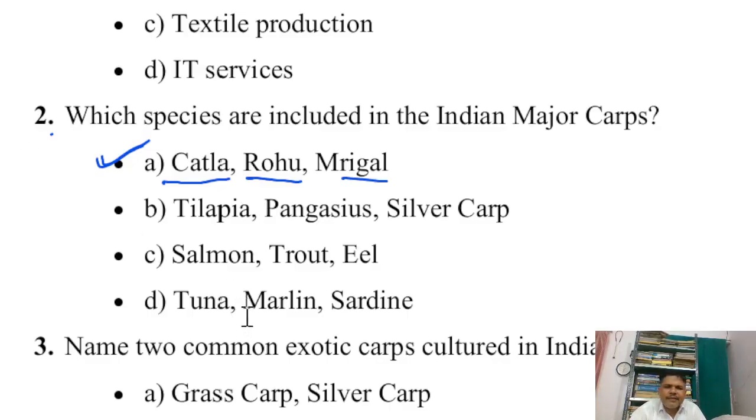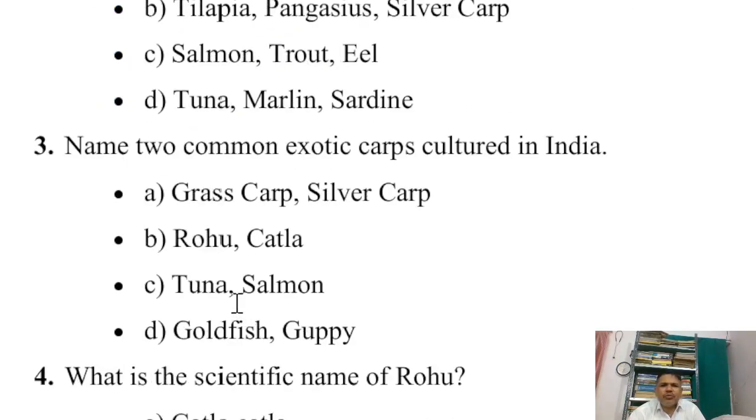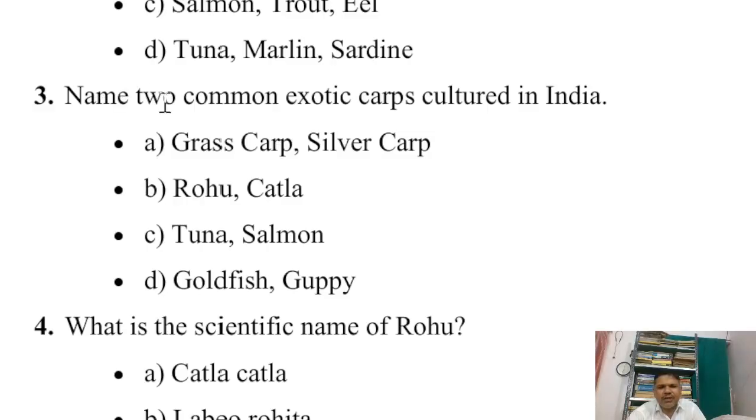Next question: name two common exotic carp cultured in India. In this question, we have to give the names of two exotic carp. Exotic carp are those species which are not native to our country, but we bring them from another country, and due to their high production and growth rate, we culture them in our country. So these are the grass carp and silver carp.